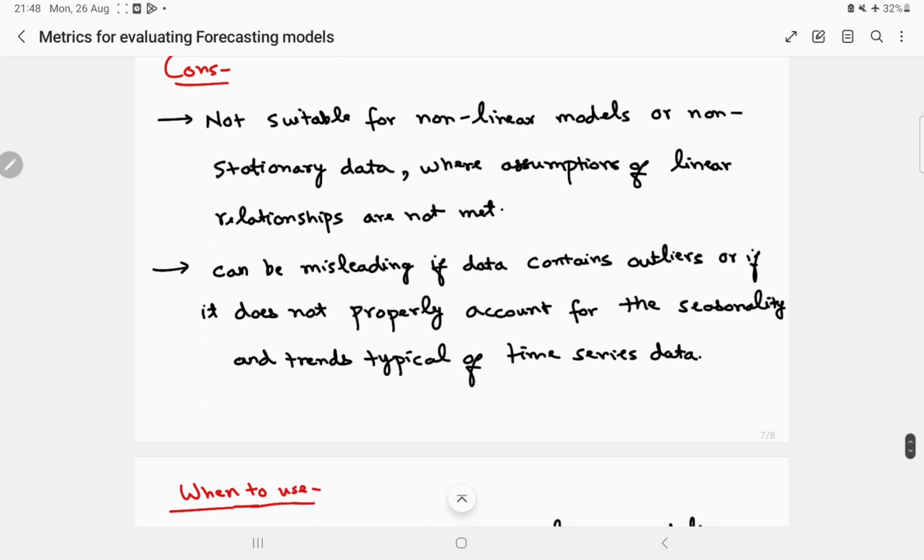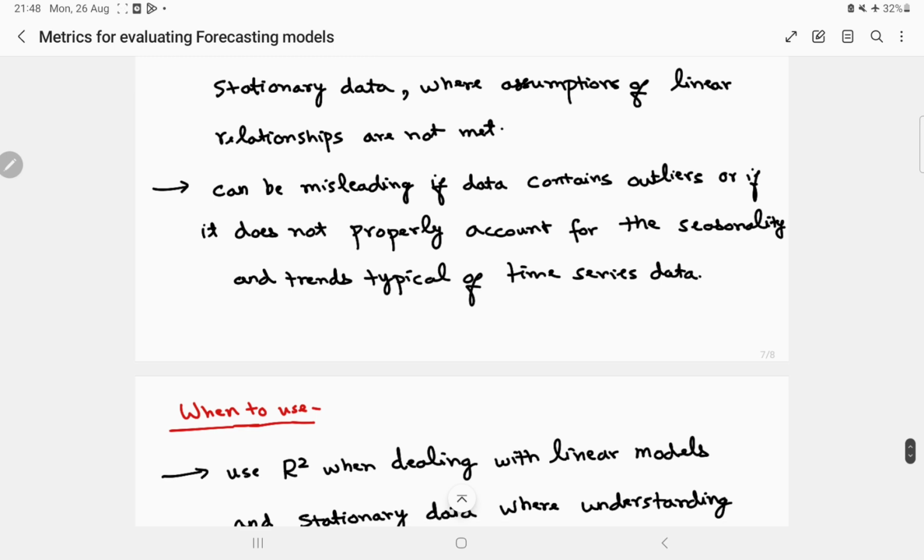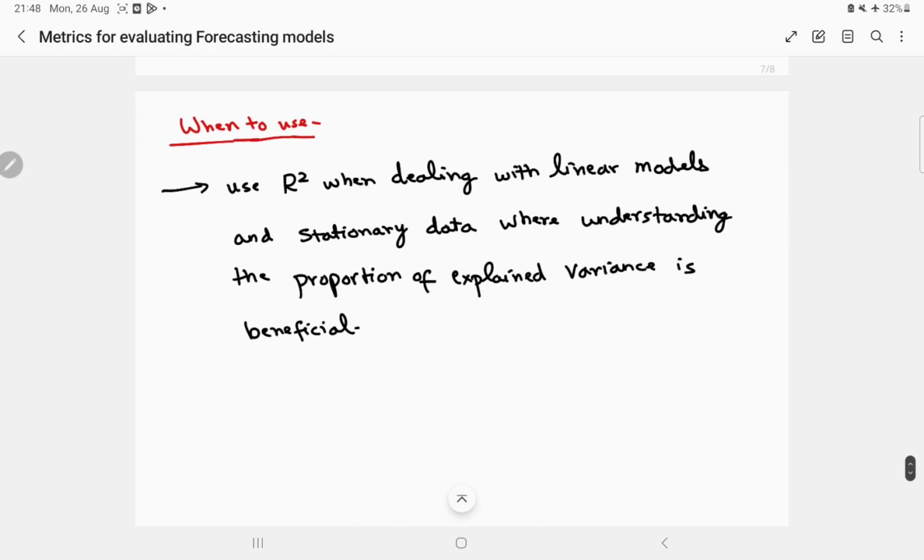When it comes to disadvantages, it's not suitable for non-linear models or non-stationary data where the assumptions of linear relationships are not met. And it can be misleading if the data contains outliers or if it does not properly account for the seasonality and trends which are typical of time series data. So when to use R squared? You use R squared when dealing with linear models and stationary data where understanding the proportion of explained variance is beneficial.